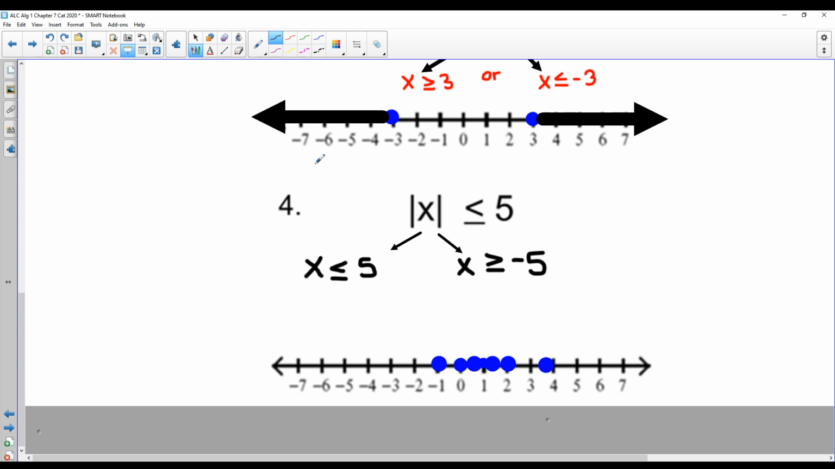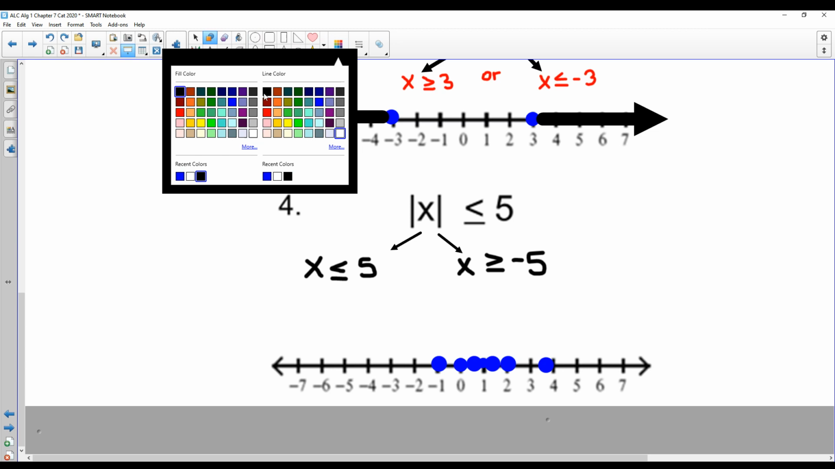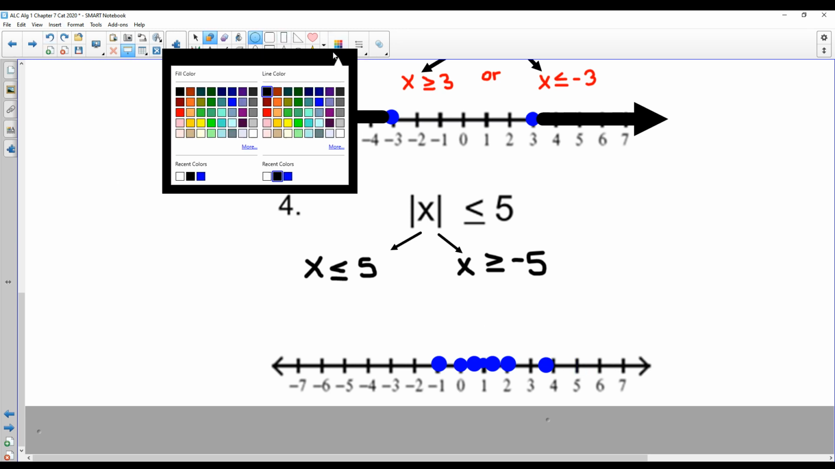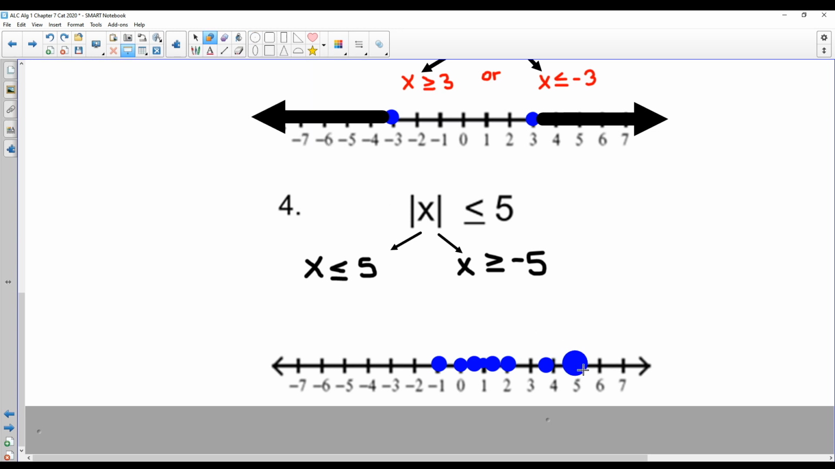All right, so are we going to have hollow or solid dots? The answer is we're going to have solid dots, and that's because it says equal to. And where are we going to put those dots? That's right, we're going to put them at 5, and we're going to put it at -5.